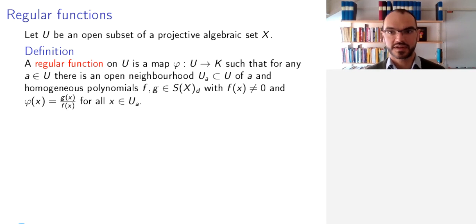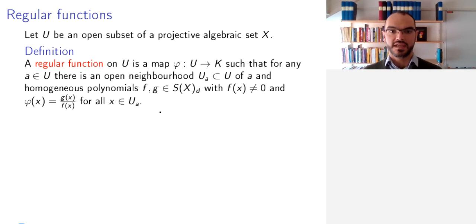Now we can define what a regular function on an open subset of a projective algebraic set is. So a regular function on U, an open subset of a projective algebraic set in P^n, is a map to the field. As always, we are working with an algebraically closed field in the background. And it should satisfy the property that locally around any point in U, phi of x is the quotient of two polynomials that are homogeneous of the same degree. And of course requiring that the denominator is not 0.